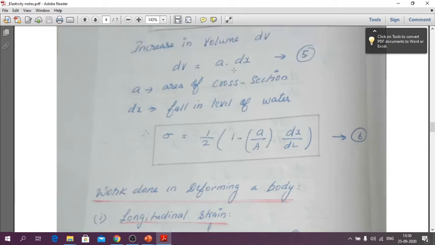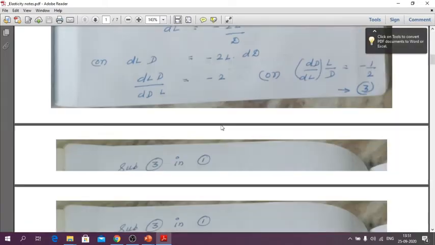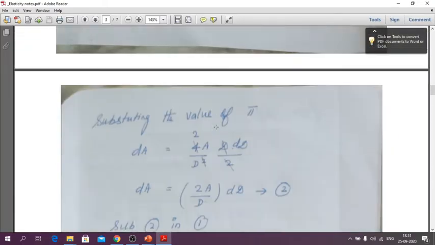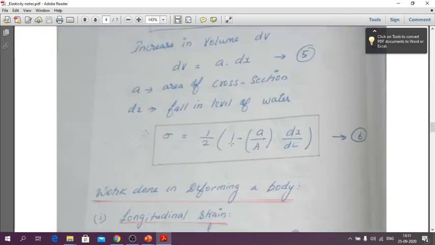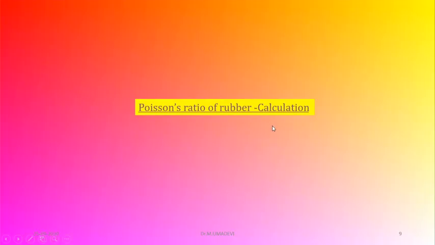So dV, the increase in volume, is equal to A into dx. Small a is the area of cross section and dx is the fall in level of the water. Therefore sigma is equal to 1 by 2 into (1 minus small a divided by capital A) into dx divided by dl. This is the Poisson ratio of rubber. Here small a is the area of cross section and capital A is the initial area of cross section.